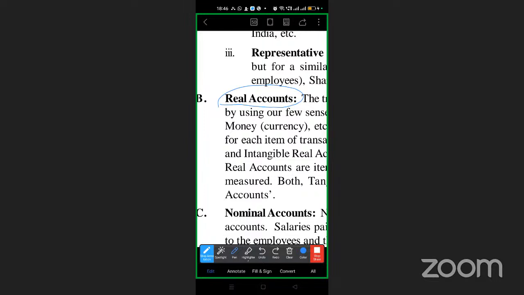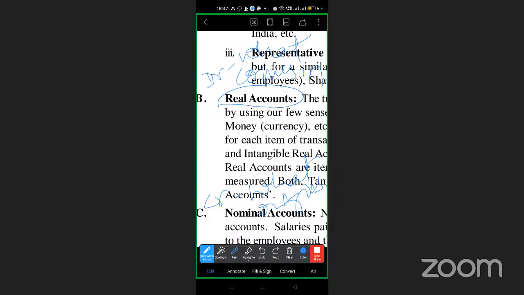And this real account rule says: debit what comes in, credit what goes out. So the real account says, for example, I am purchasing a bag. Can I touch the bag? Yes.